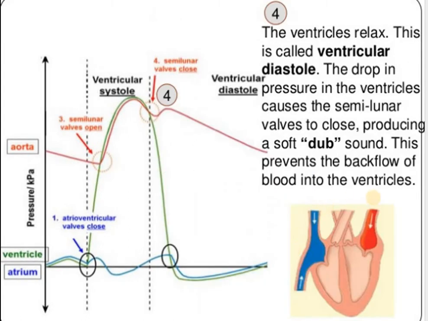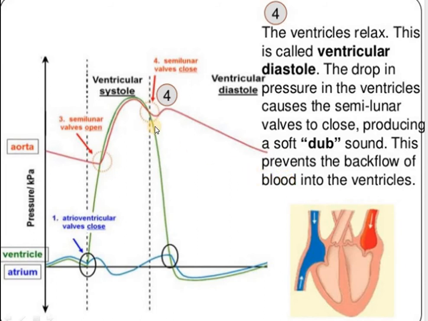This is the fourth step where the ventricles have started to relax. Keep in mind that when ventricles relax, we call it diastole or ventricular diastole. This is called diastole because the drop in pressure in the ventricles causes the semilunar valves to close, and this produces a soft dub sound. This prevents the backflow of blood into the ventricles.